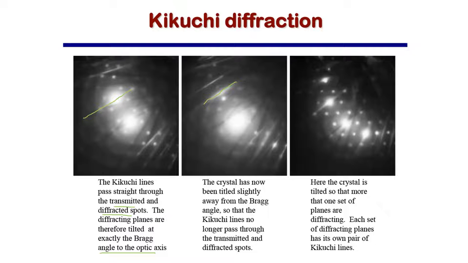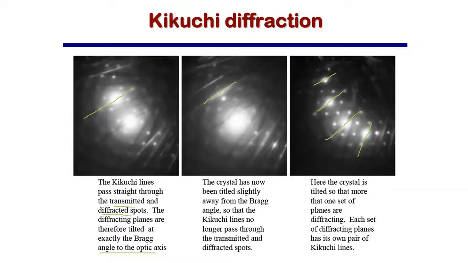And in this one, here the crystal is tilted so that more than one set of planes are diffracting. Yes, it is. Each set of planes has its own Kikuchi lines. So in this one, one of the lines is here, one of the lines is here, one of the lines is here, and one of the lines is also here. And here I see a superimposition. Any questions? This is what I'm trying to say through this.